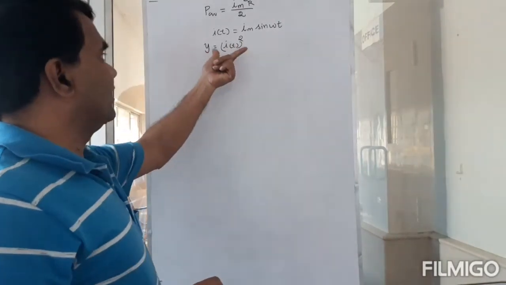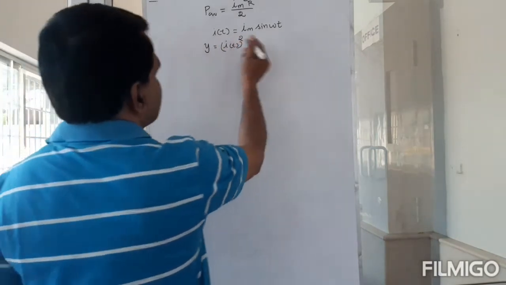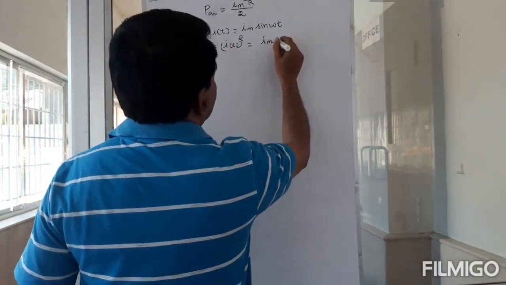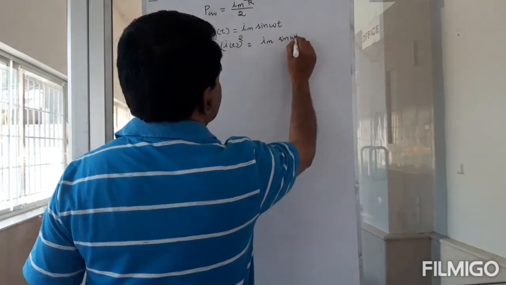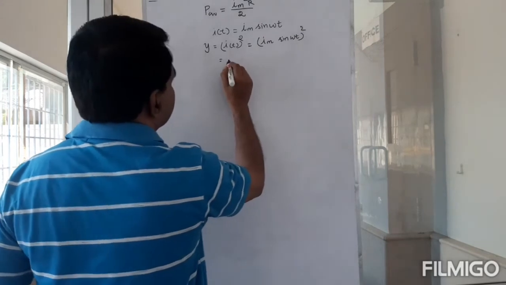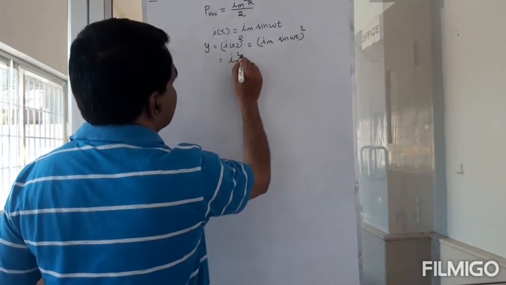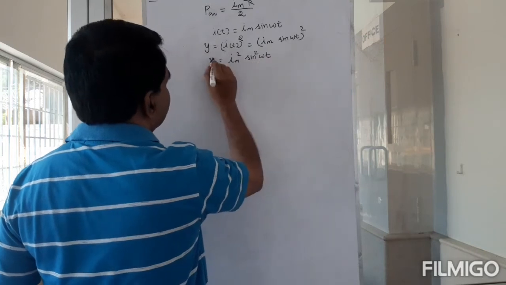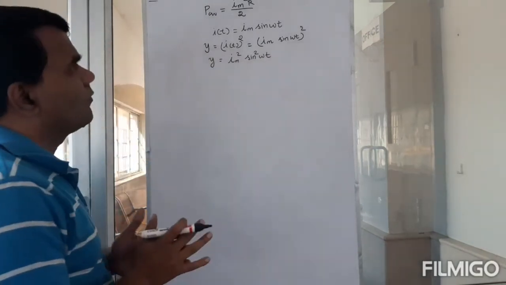If we define y like this, then this is equal to Im sine omega t the whole square. So that is going to give me Im square sine square omega t. That's my y.